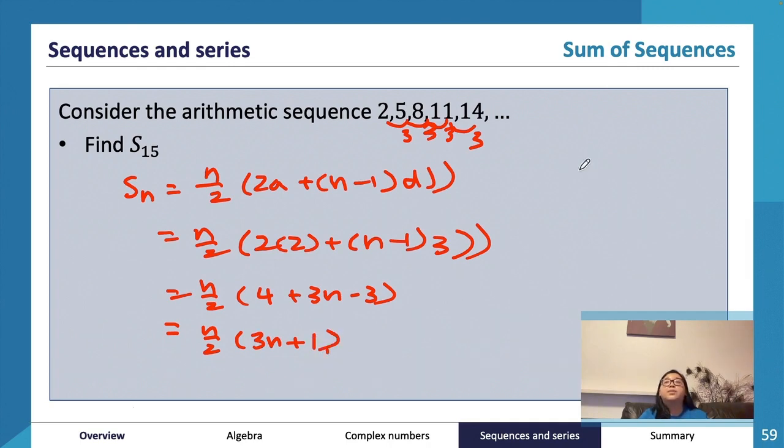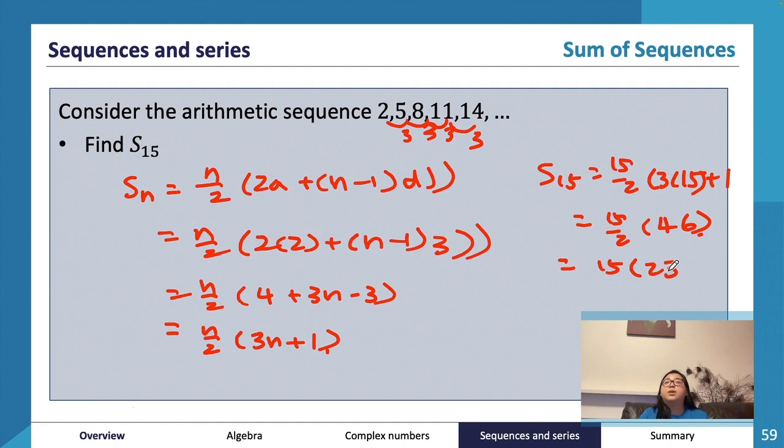All right, so then we can sub in S15. So S15 equals 15 over 2 times (3 times 15 plus 1). So that's going to be 15 over 2 times 46, and that's going to be 15 times 23. So 15 times 20 would be 300. 15 times 3 is 45. So we have 345 as our answer.